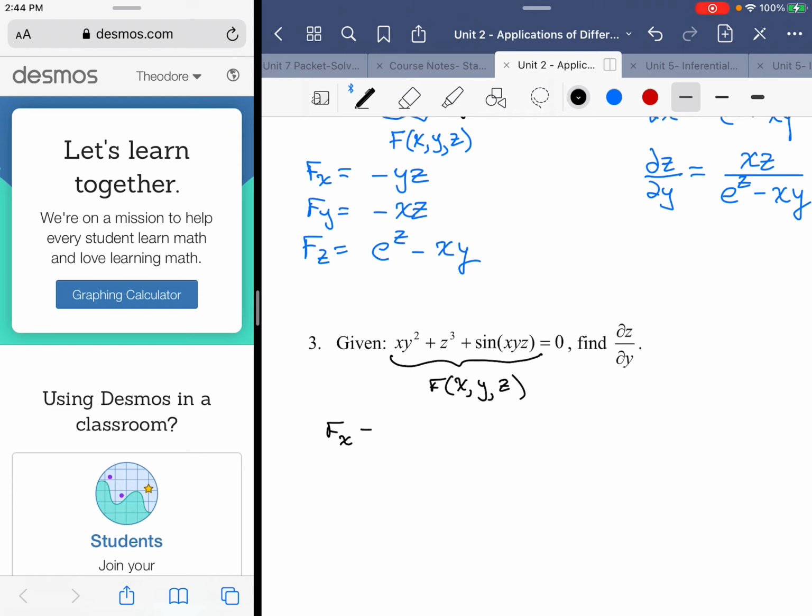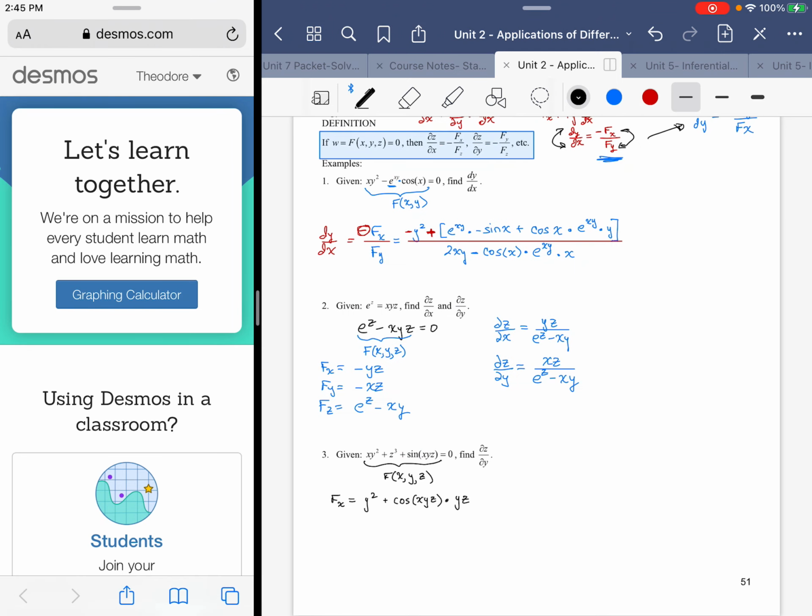So f sub x, so derivative with respect to x. So all the x's are the variables. So we're looking at y squared plus the z cubed goes away, cosine of xyz times the derivative on the inside with respect to x would be yz.